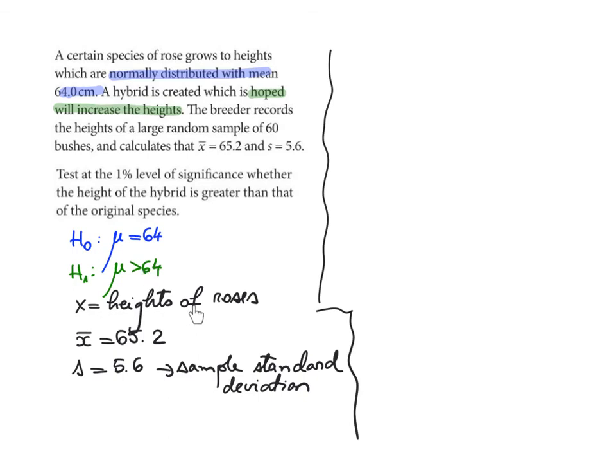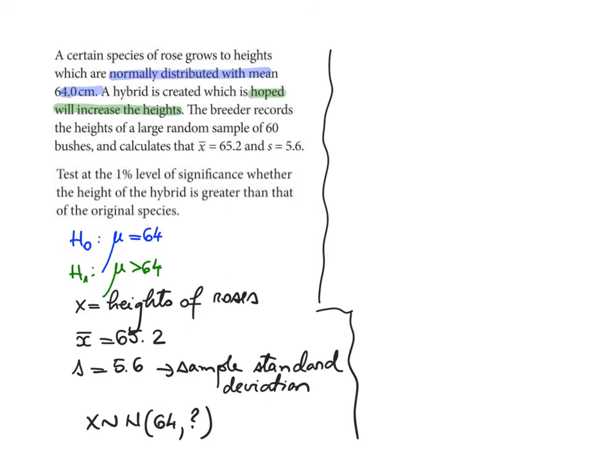Let x be the heights of the roses. We saw that x is normally distributed, and we believe under H0 that the mean is 64, but we do not know the standard deviation of the population. This is how this example is different from the previous examples.